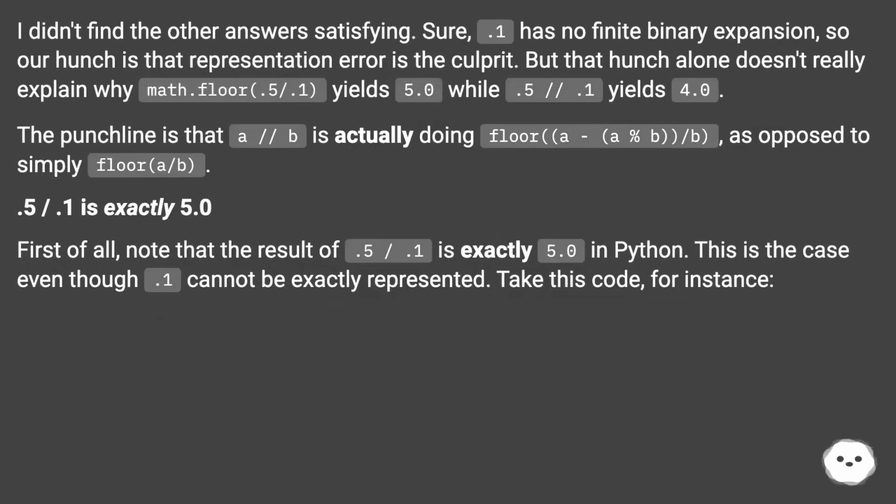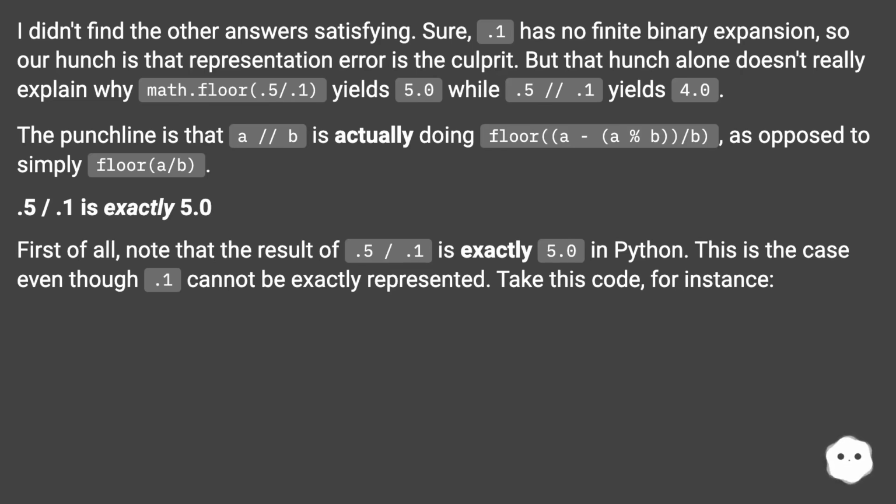I didn't find the other answer satisfying. Sure, 0.1 has no finite binary expansion, so our hunch is that representation error is the culprit. But that hunch alone doesn't really explain why math.floor(.5/.1) yields 5.0 while .5//.1 yields 4.0. The punchline is that A//B is actually doing floor((A - A%B)/B), as opposed to simply floor(A/B).